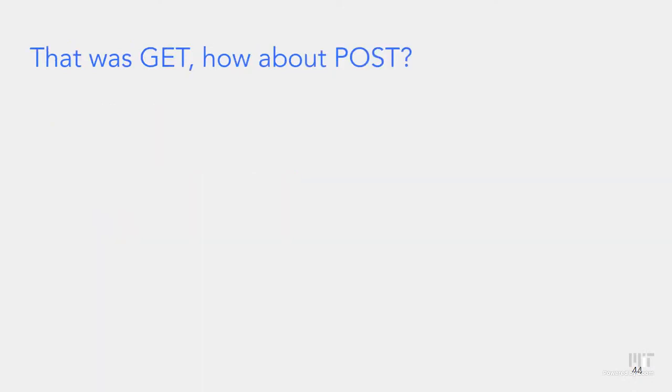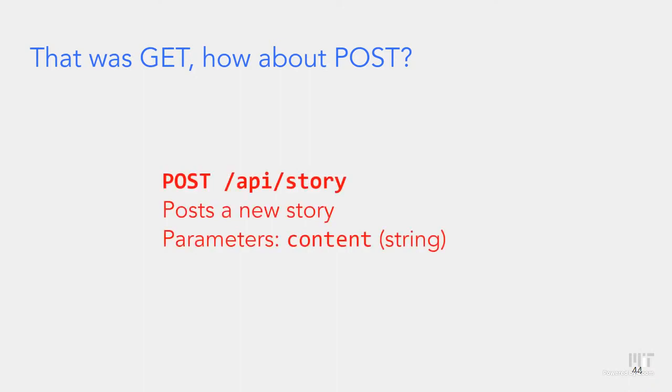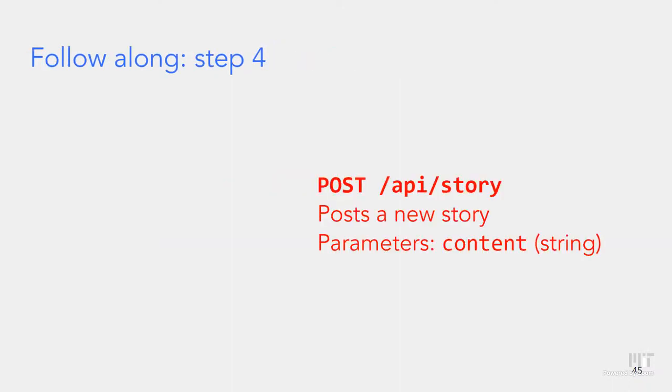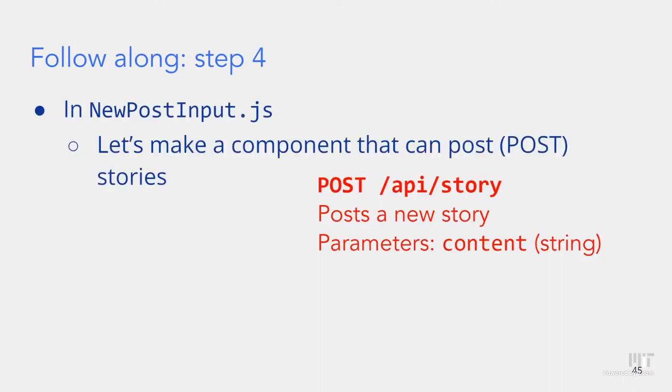So the previous few steps were GET requests. Now let's work on a POST request, and this will be the last step of the day. Our POST API endpoint will be /api/stories. It takes in a parameter called content, which is just whatever the content of the new story is. If we can all follow along for step 4, let's go to the file new post input.